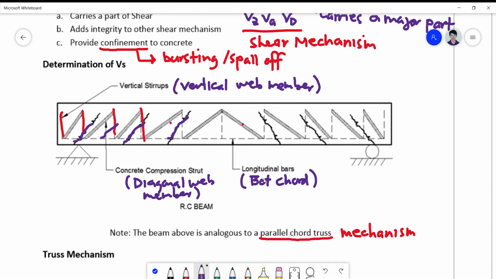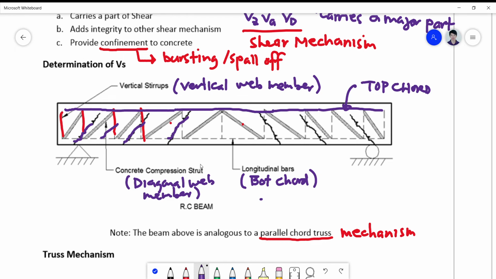And this is the bottom chord of the truss. Of course, the top chord here will eventually be attributed to the presence of a compression reinforcement or a top bar reinforcement here. So this can contribute to the top chord of your truss, together with the concrete that has not cracked along this side.